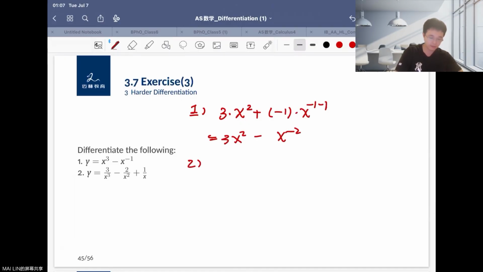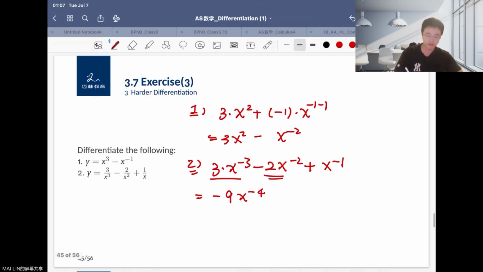And for the second problem, we first translate it into another form like 3 times x to the power of -3, and then minus 2 times x to the power of -2, and then plus x to the power of -1. So here we have 3 times x to the power of -3. First we put -3 in front of this as 3 times -3, and the power minus 1, that is -9 times x to the power of -4.